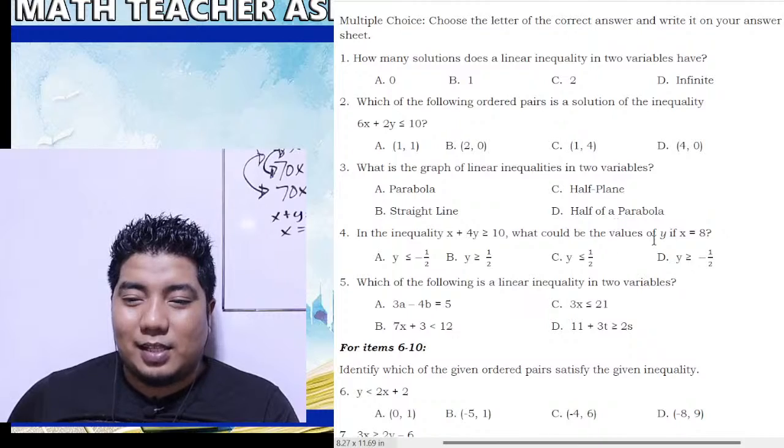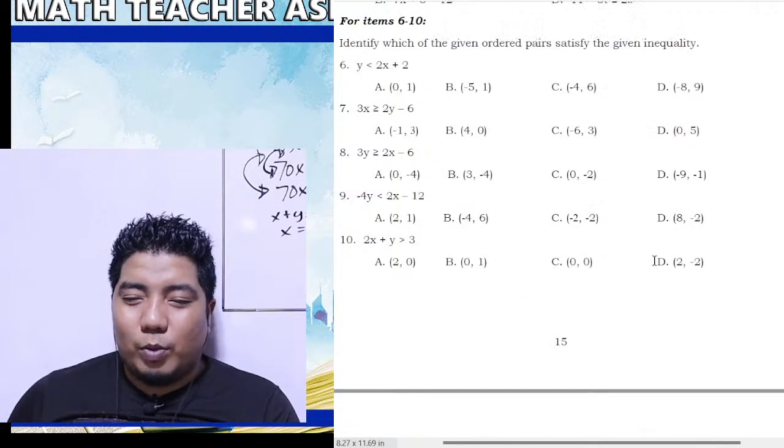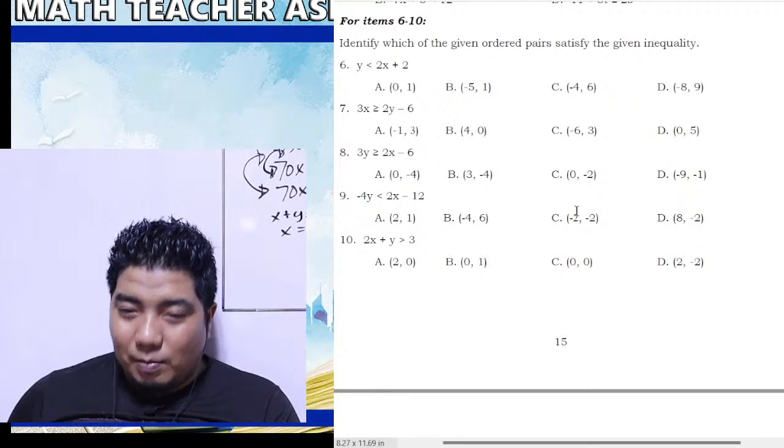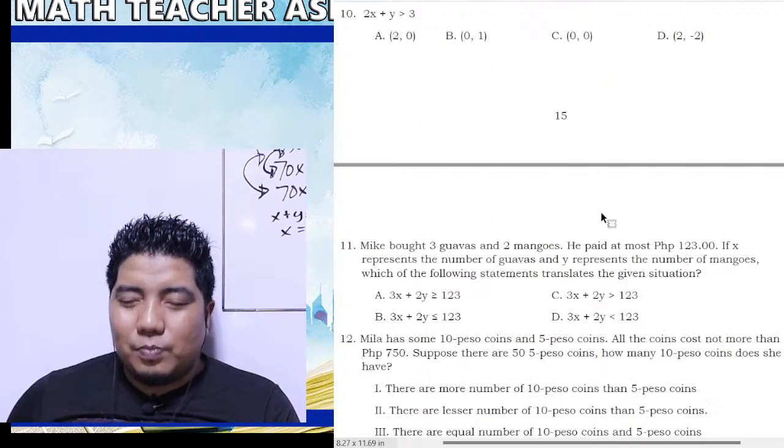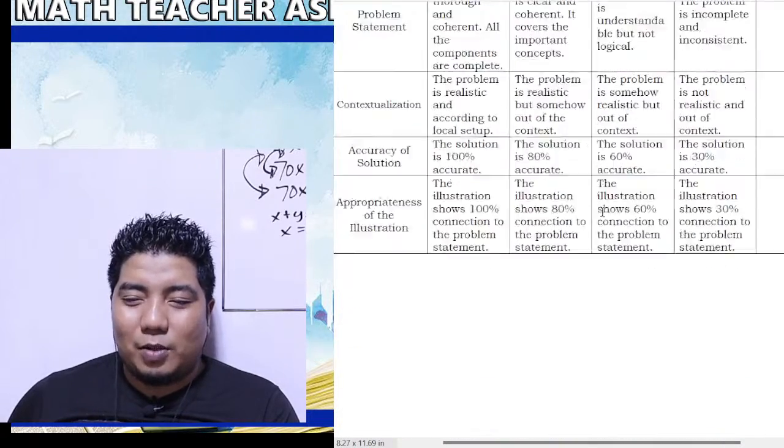Okay, so let us assess. So I'm sure you can answer now this problem after we have discussed right now. ABCD lang po ito.